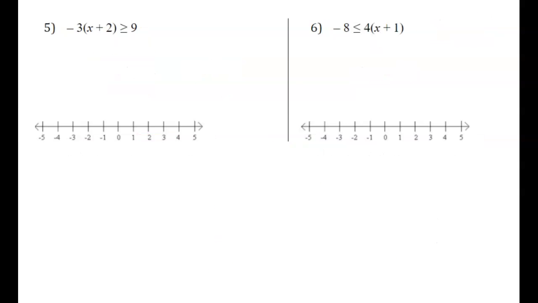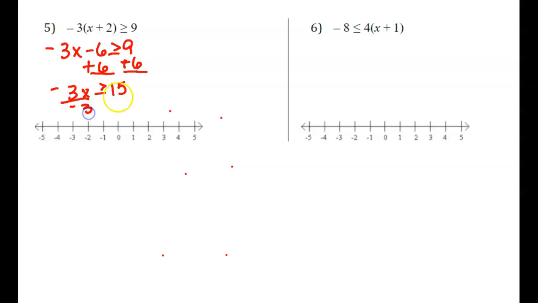All right. Number 5, we're going to distribute first. We get -3x minus 6 is greater than or equal to 9. Then I'm going to add 6 to both sides. So my -3x is going to be greater than or equal to 15. All right. Now I'm going to divide both sides by negative. There's my both sides. I'm going to flip the sign. My x is going to be less than or equal to -5. Okay. So the -5 is here. It's going to be colored in. I'm going to go to the left.